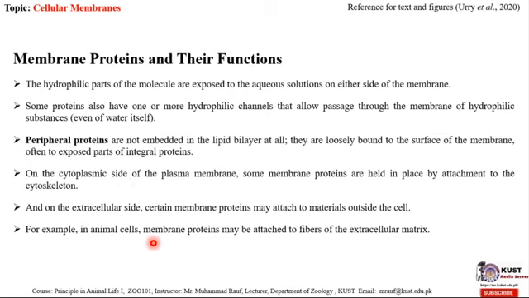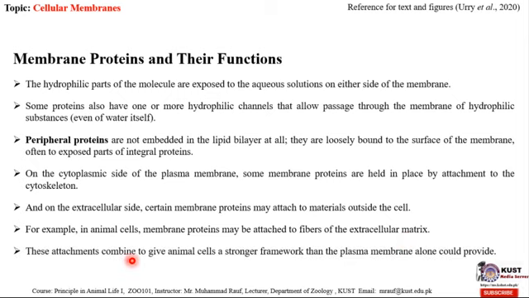So, in animal cells, membrane proteins may be attached to fibers of the extracellular matrix. Association of the membrane proteins both on the inside with the cytoskeleton and on the outside with the extracellular matrix is important so that a cell can maintain a proper shape in an aqueous environment on both sides. These attachments combine to give animal cells a stronger framework than the plasma membrane alone could provide.